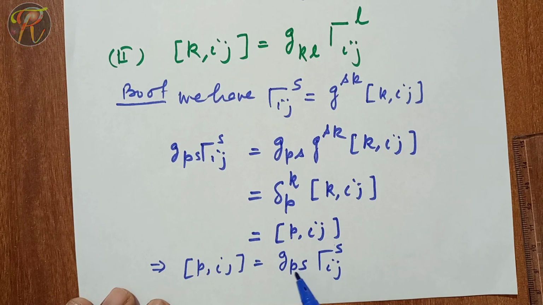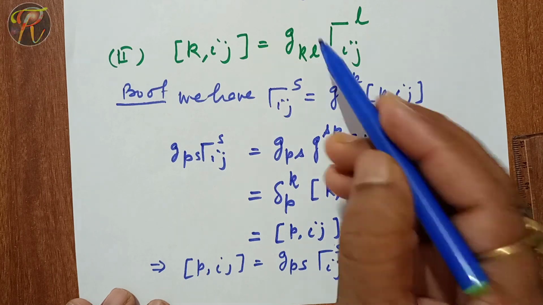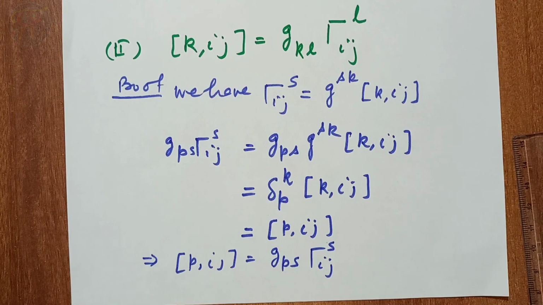Christoffel symbols of the second kind are also called affine connection or connection coefficients.